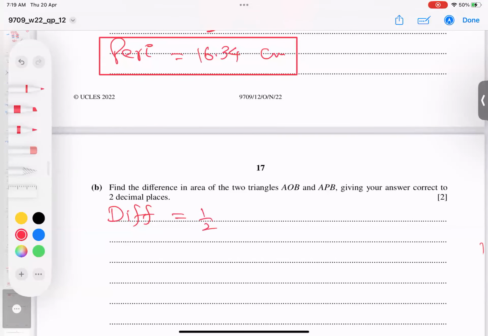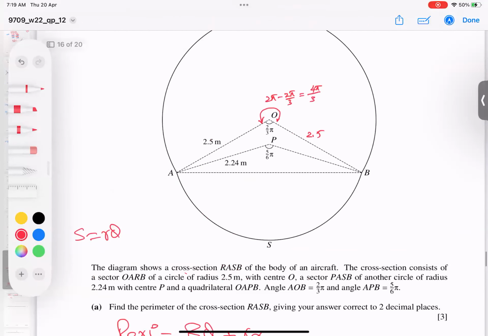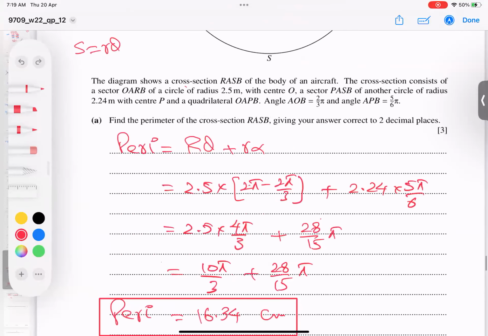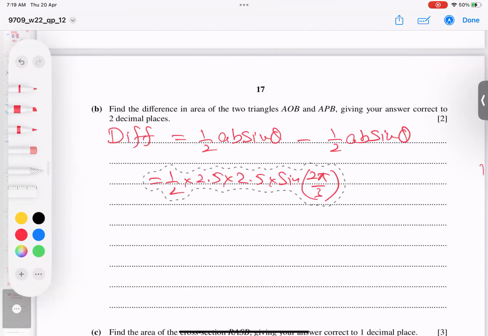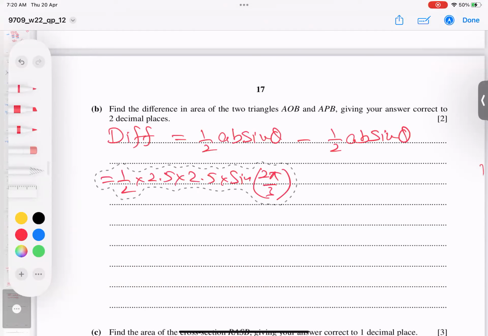Half AB sine theta minus half AB sine theta. Half AB. What is the triangle? This one, 2.5, 2.5, and the angle is 2 pi by 3. 2.5, sine of 2 pi by 3. So this is my answer of the first part. And now I'm getting the other one. This is one part done.